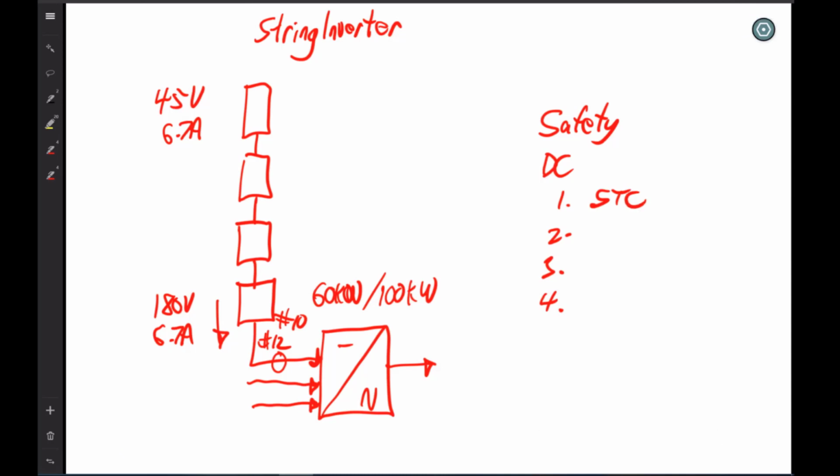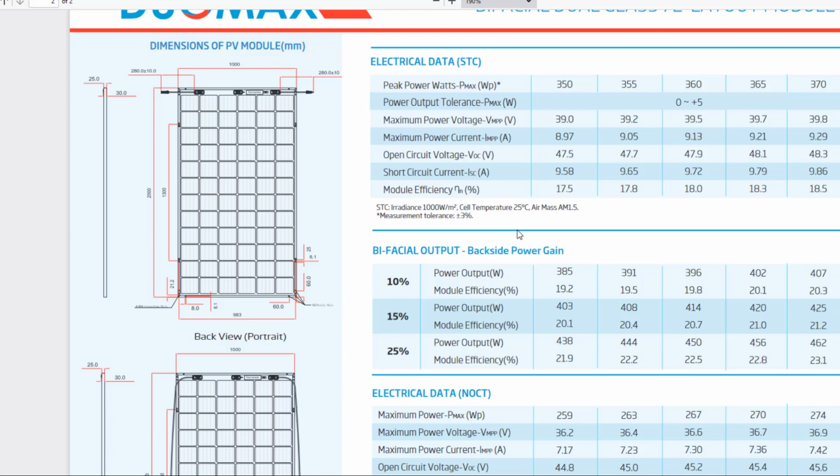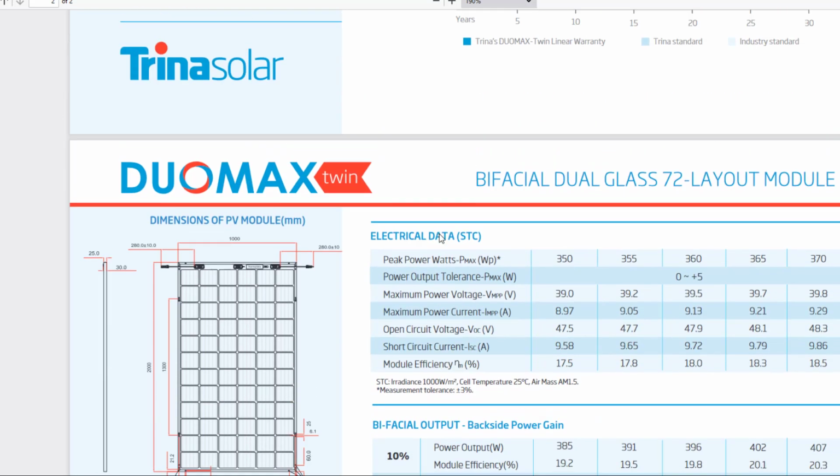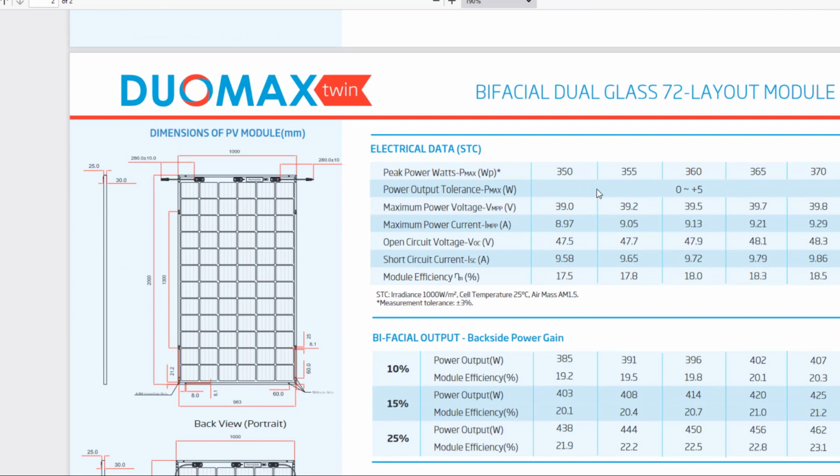So if I switch over to the internet here and pull up a cut sheet, I have a Trina Solar cut sheet that has 5 different modules on the same cut sheet. So if we look at the 350 watt nominal power one, and well, all of these actually, if you look down here at the STC, it says the irradiance, which is the amount of light coming onto the module, is 1,000 watts per square meter, and the temperature is 25 degrees Celsius, and then it gives an air mass. Those are the standard test conditions.